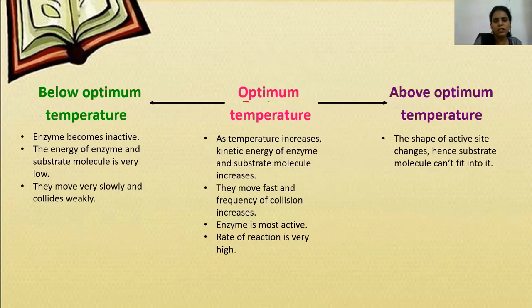What was the optimum temperature? The optimum temperature of that particular enzyme given in the previous graph was 40 degrees Celsius. Now, what happens below optimum temperature? Initially the temperature was 0 degrees Celsius.